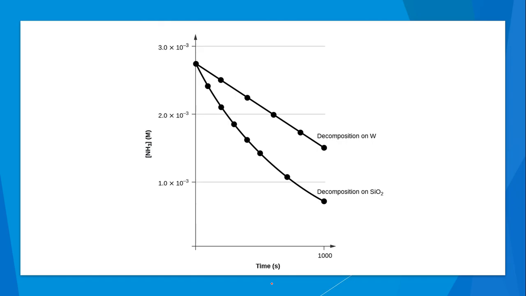So here is an example of 2 decompositions. One is a zero order reaction, one is not. The one that is going to be a straight line when you just graph the concentration is going to be this one. This is a zero order because it's a straight line. This one is not a zero order.